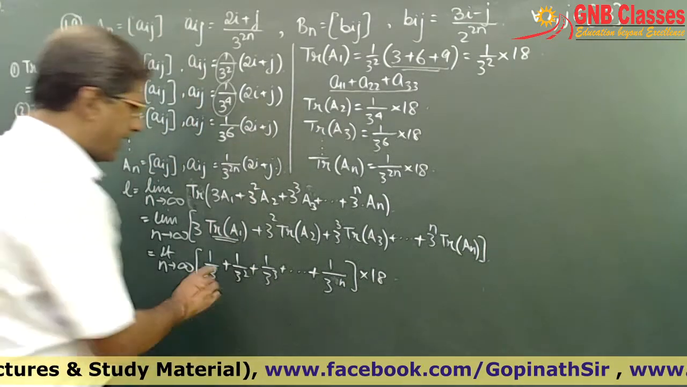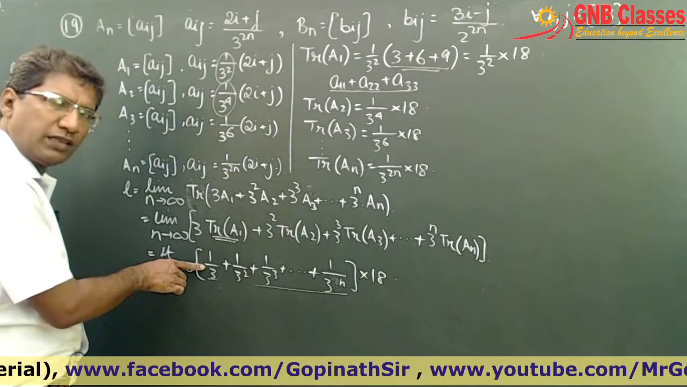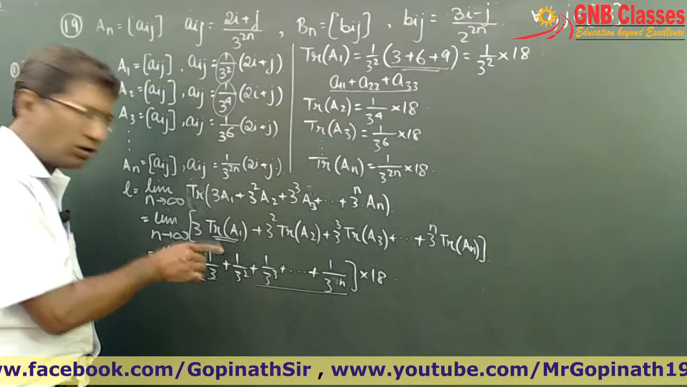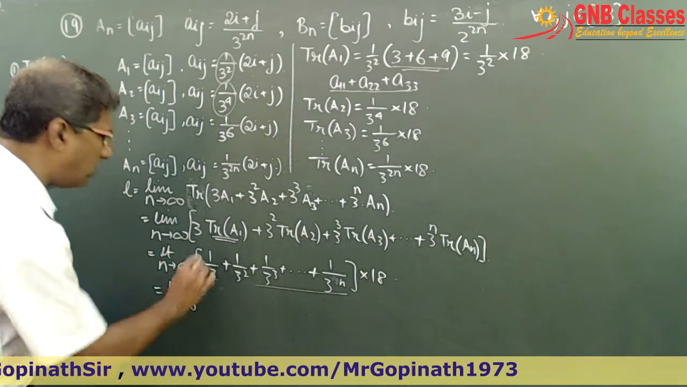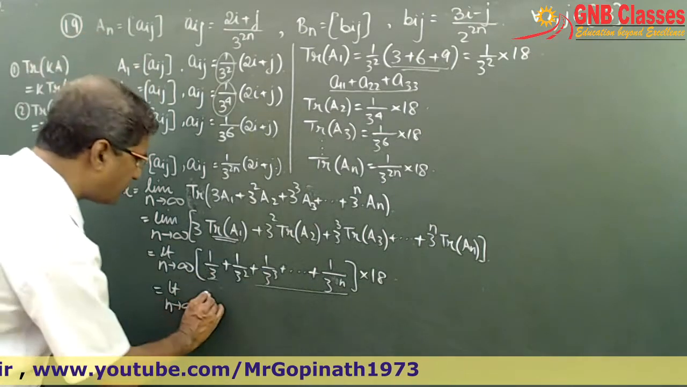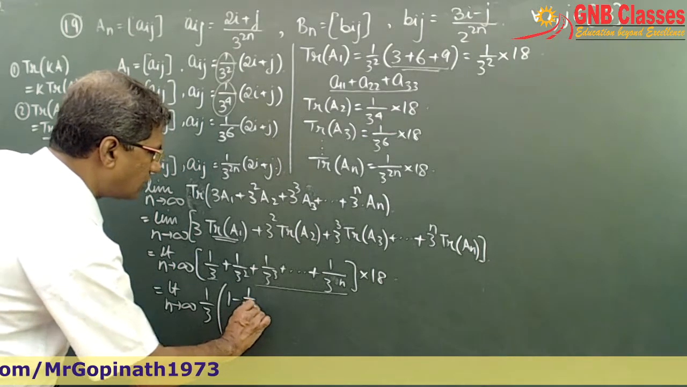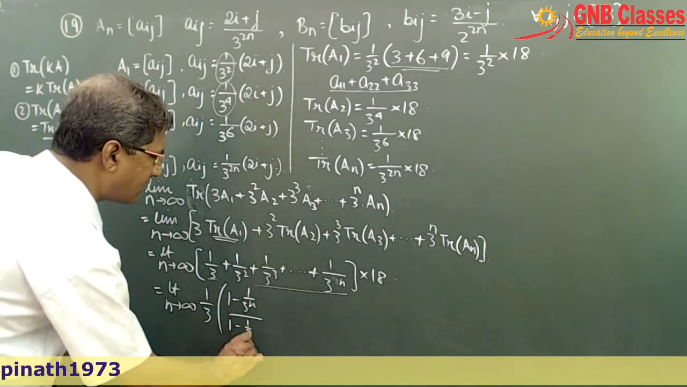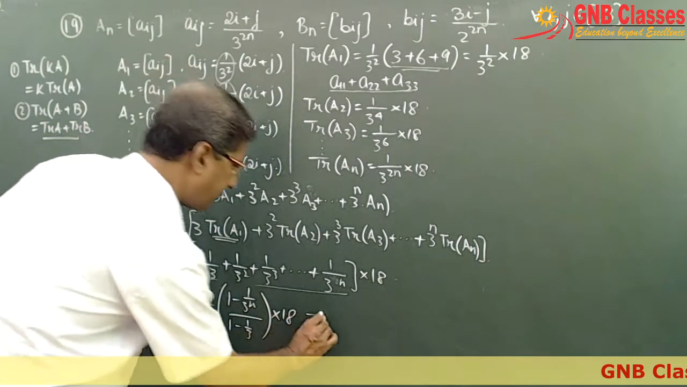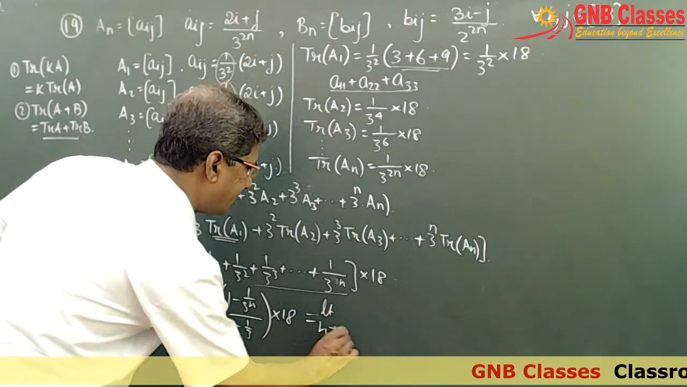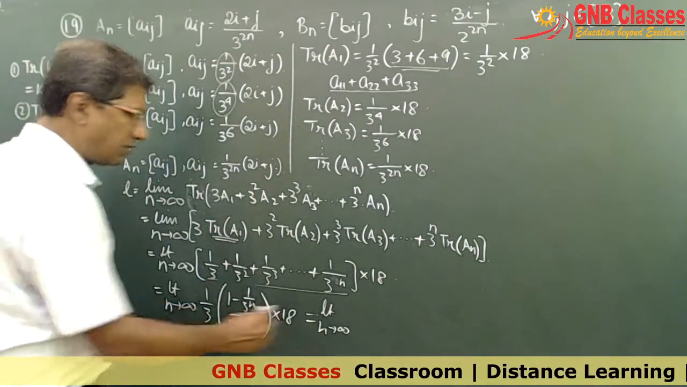Is it clear now? Okay, now you observe that this is a GP series whose first term is 1/3 and common ratio is also 1/3. So if I apply the formula of summation of a GP series, what are we going to get? 18 is outside. So what we are getting here? Limit n tends to infinity. In this case, this is basically 2/3, so it will be 3 by 2.